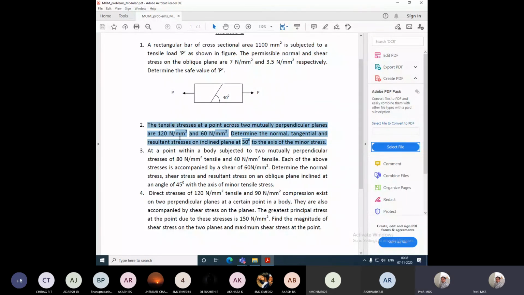There is a tensile stress at a point across mutually perpendicular planes. So that is the major plane, and the major stress is acting and the minor stress is acting on the plane, of 120 and 60 Newton per mm square. We need to find the normal, tangential, and resultant stresses. The plane is inclined at 30 degrees to the minor stress.